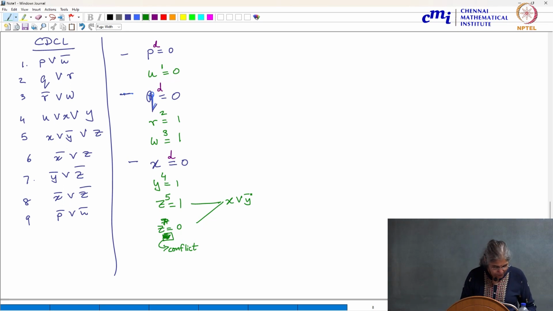So let's introduce this clause and give it a number. We have up to clause 9, so let's call this clause 10. This is a clause which was not there in my original formula. It's a new clause, I can learn it. I can learn this clause.